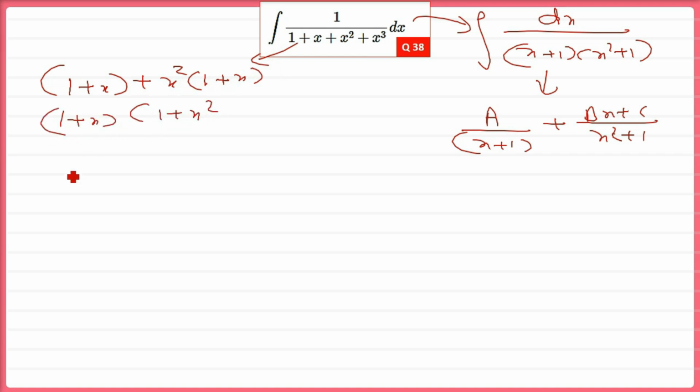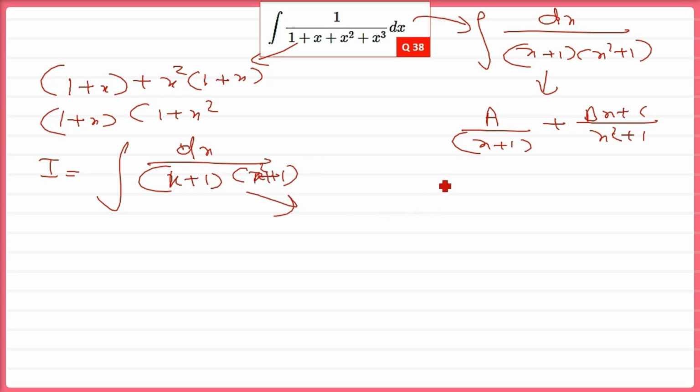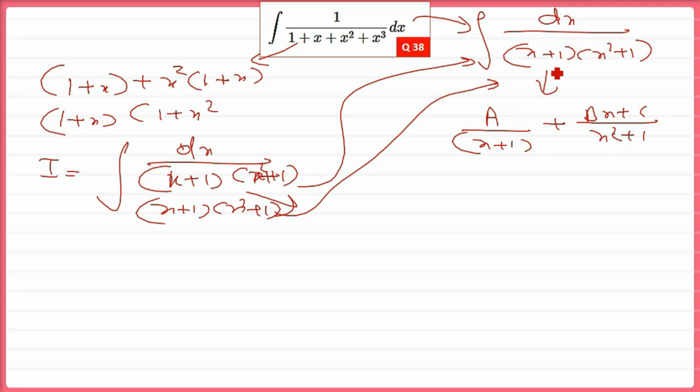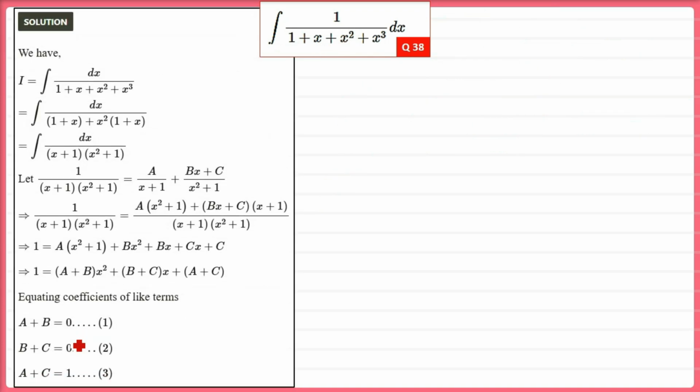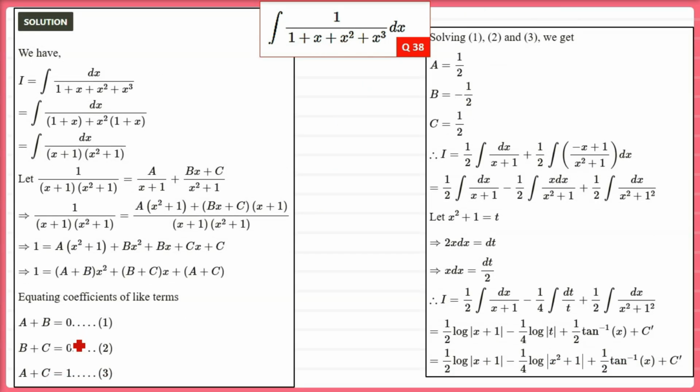Now what do you see? 1 plus x. Let me write the integral first. You will see the similarity. Integration of dx divided by 1 plus x into 1 plus x square, you can write, or you can write x plus 1 into x square plus 1. Whichever way you write, the approach remains the same. So is it matching? Yes. Of course it's matching. So it's x plus 1, x square plus 1, and I already told you how to write it: a divided by x plus 1 plus bx plus c divided by x square plus 1. So this is how you are going to go about it if you find any problem.